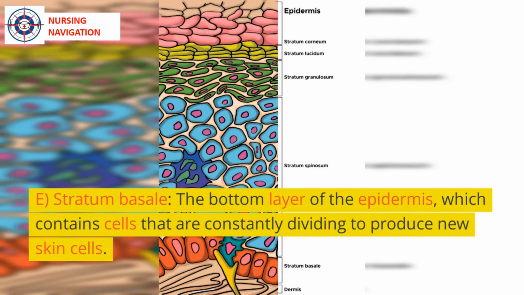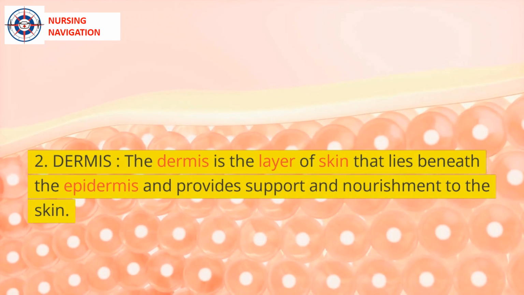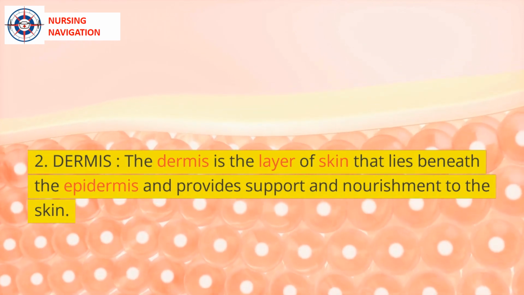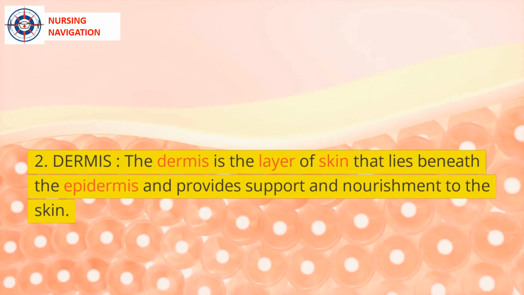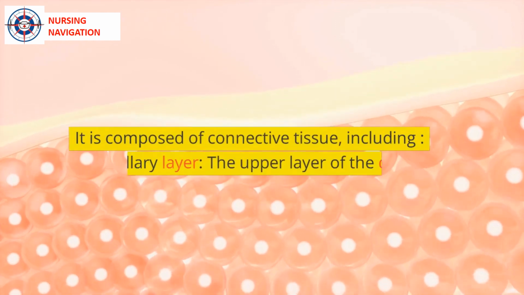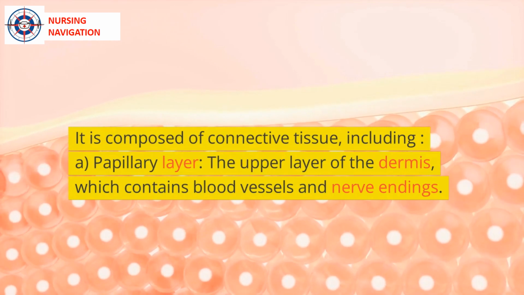cells. 2. Dermis. The dermis is the layer of skin that lies beneath the epidermis and provides support and nourishment to the skin. It is composed of connective tissue, including A.